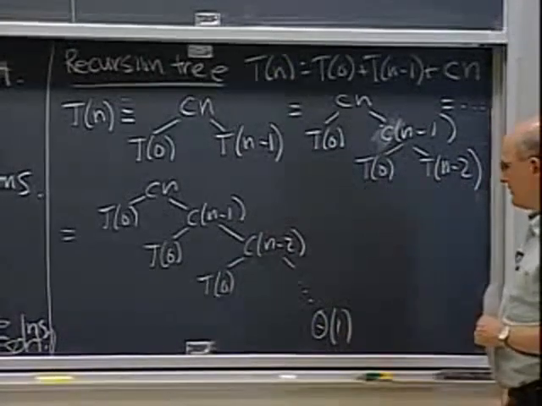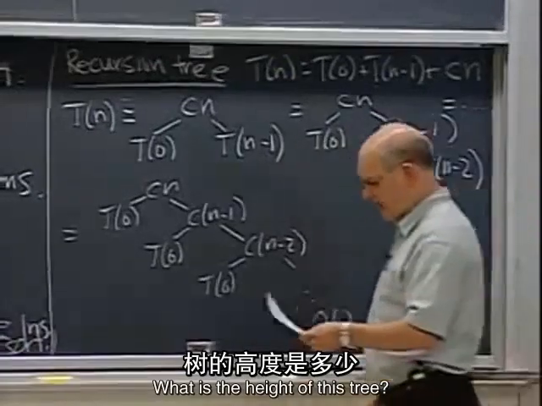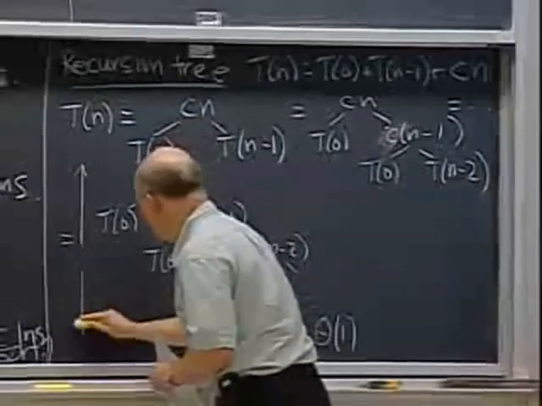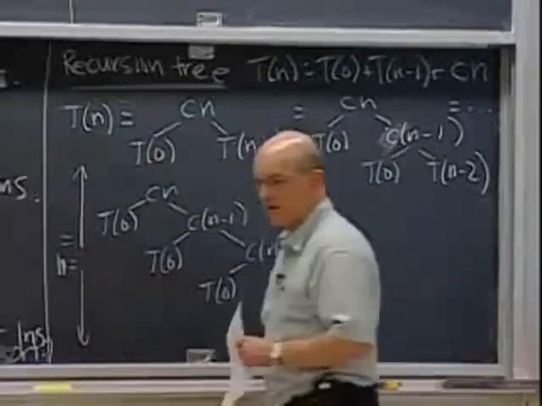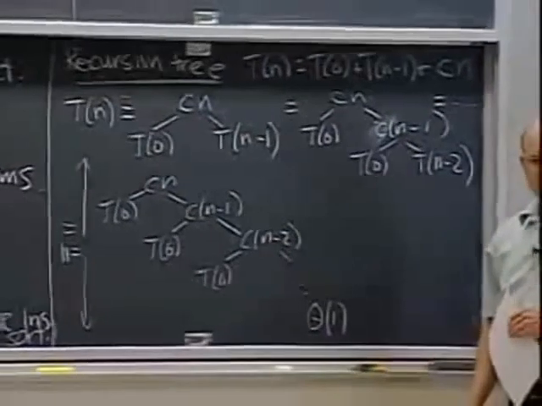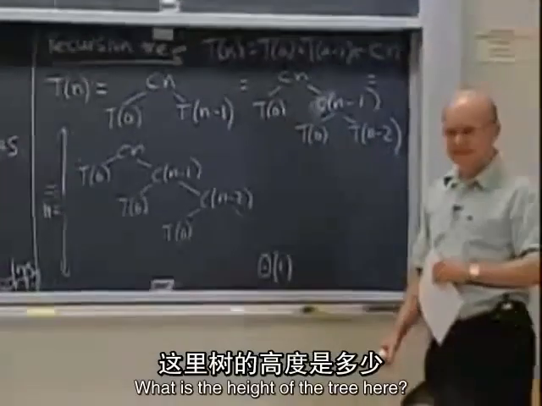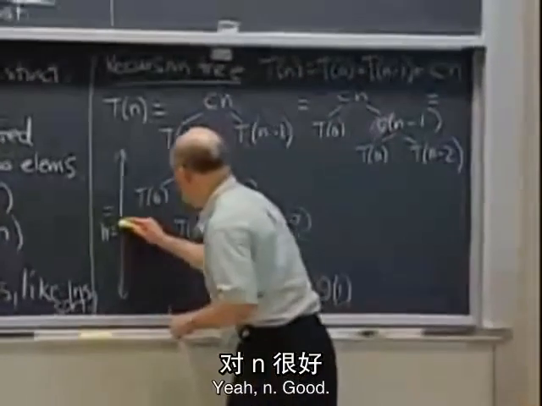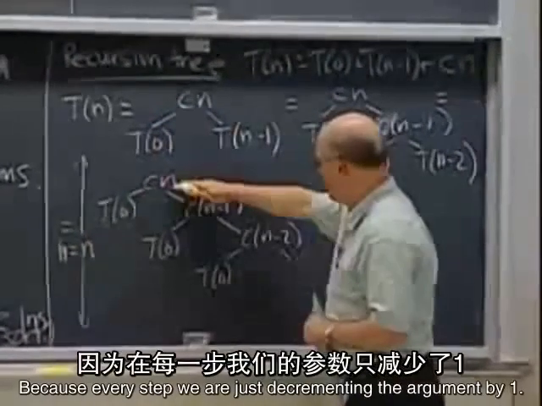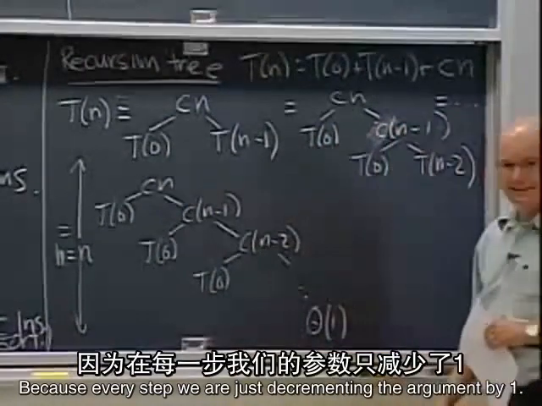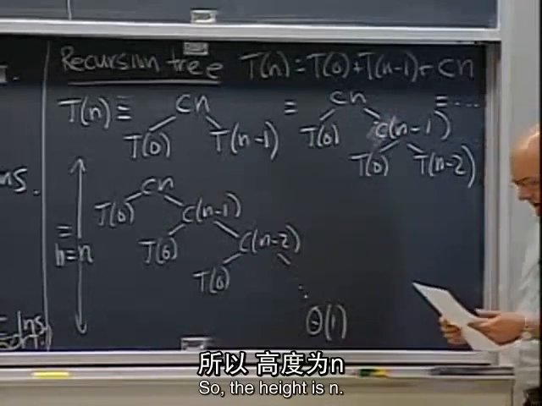Okay? So what's the height of this tree? What's the height of the tree here? Yeah, n. Good. Okay? Because every step we're just decrementing the argument by 1. Okay, so the height is n.